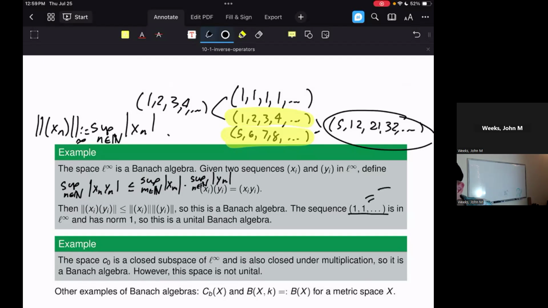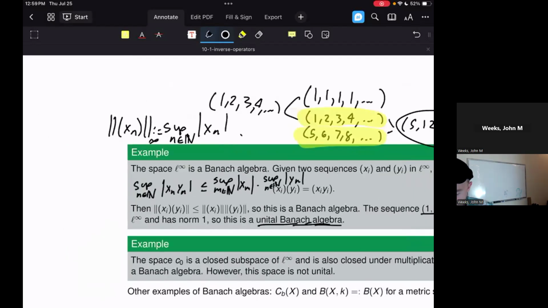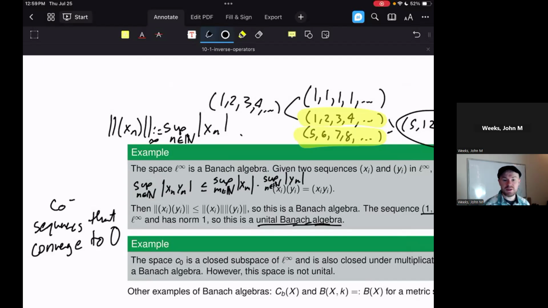If I was going to call this something, I would call it capital I for the space of little L infinity. So this is an example of a unital Banach algebra. It has all of the properties that we would need. Let's keep going a little bit to see an example of a Banach algebra that does not have a unit. And we actually don't have to go very far. Little L infinity has a closed subspace we've talked about before, which is that of C0. Remember that C0 is the space of all bounded sequences that converge to 0. And this is a closed subspace of little L infinity.